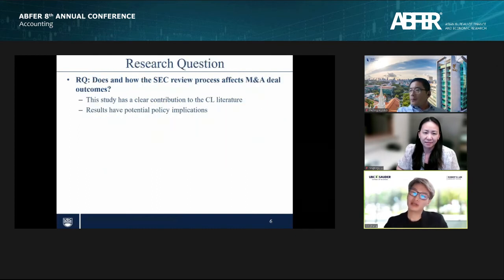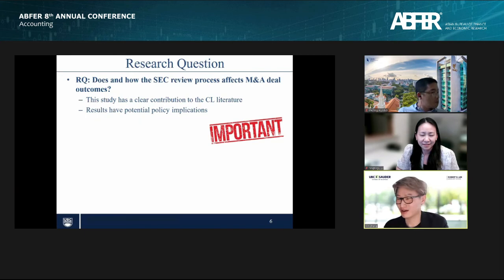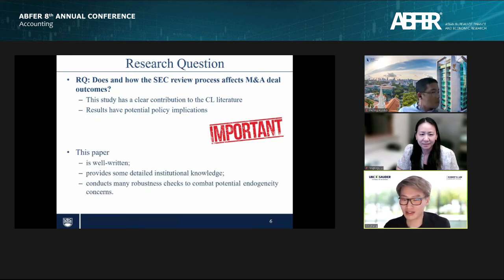Now, when we place this research question into the literature, obviously it has not been examined. And so to me, this study has a very clear contribution to the comment letter literature. I also think that the results have some potential implications related to policy. And I liked the proposed mechanism, though I also have some questions about that. So this study gets an important stamp on it, okay? So we passed that stage.